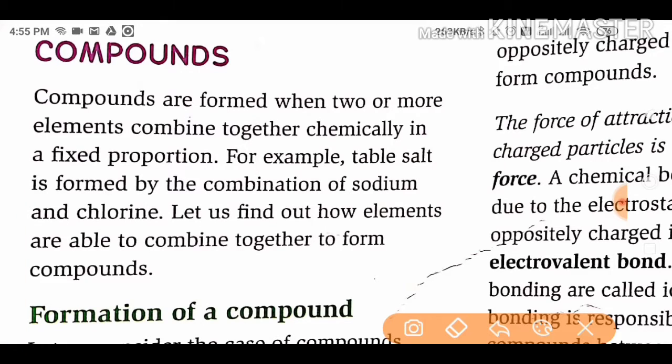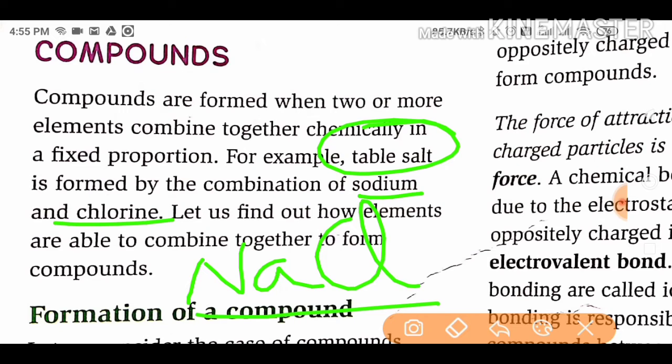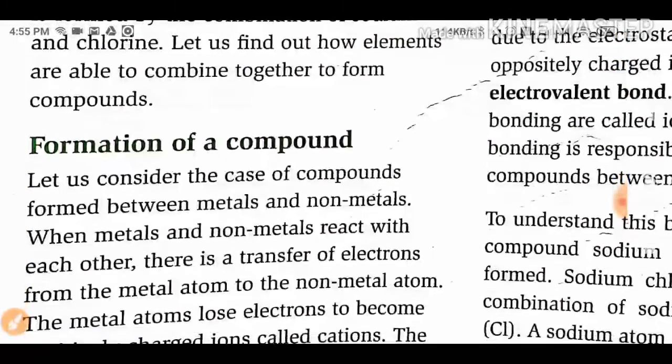As we read about elements, which are made up of only one type of atom, compounds are made when two or more elements are combined with each other. For example, table salt is formed by sodium and chlorine. It is written as NaCl. I think most of you are able to understand it. NaCl. So today we will discuss how these compounds are formed.